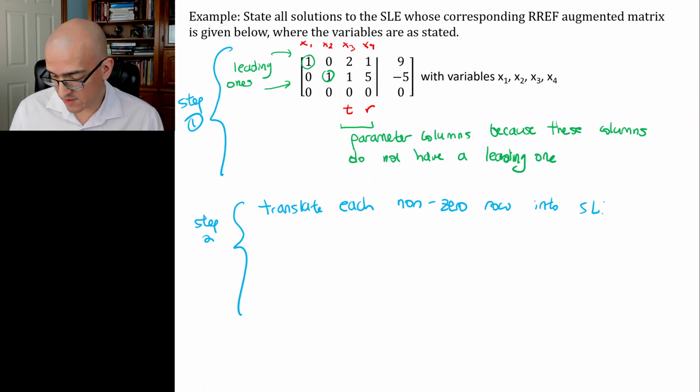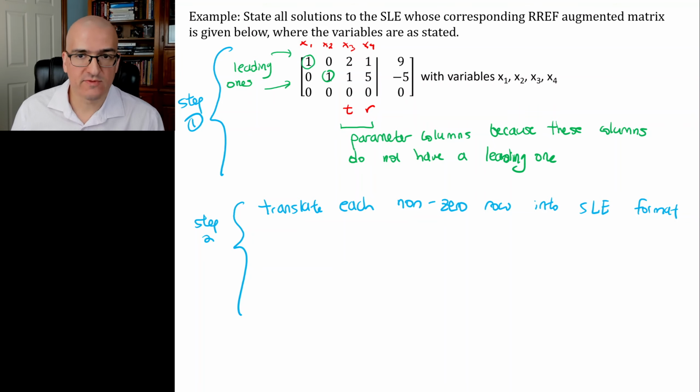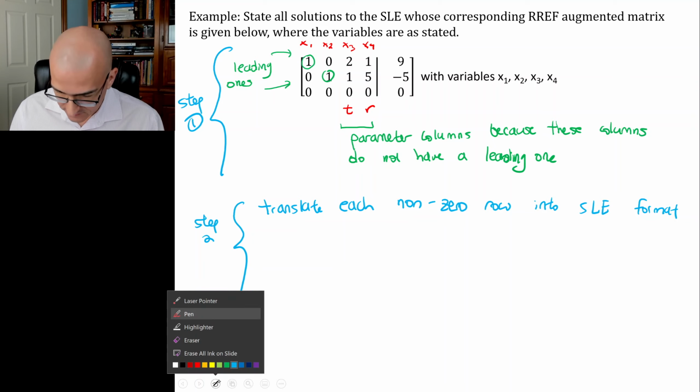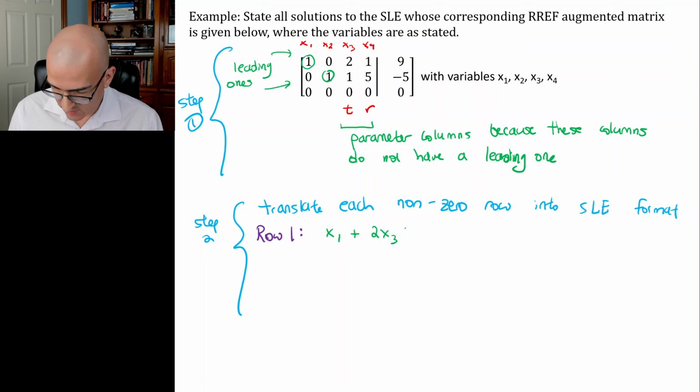into SLE format. So recall, we can translate from a system of linear equations into a matrix by just extracting the coefficients and writing them. Well, now we're going to work backwards. We're going to put each row into a format like 3x plus 4y plus 7z is equal to 10. So the first row, row 1, says that 1 times x1 plus 2 times x3 plus 1 times x4 equals 9. But we use the parameters t and r.